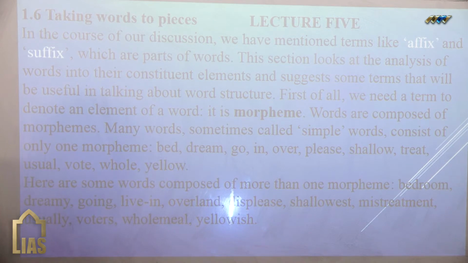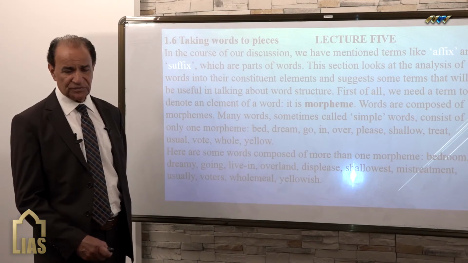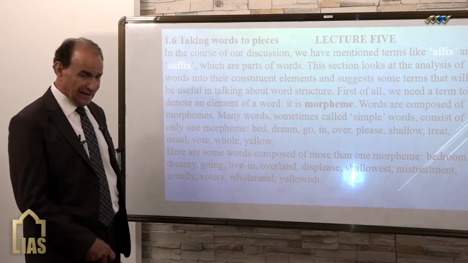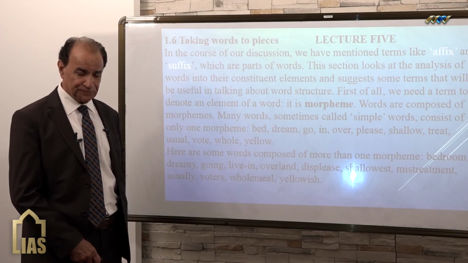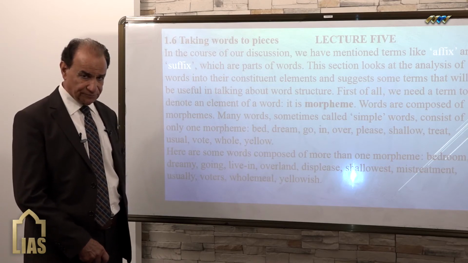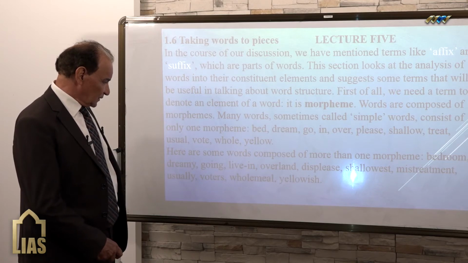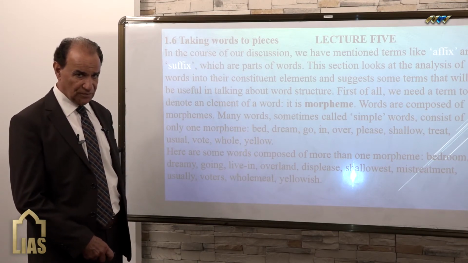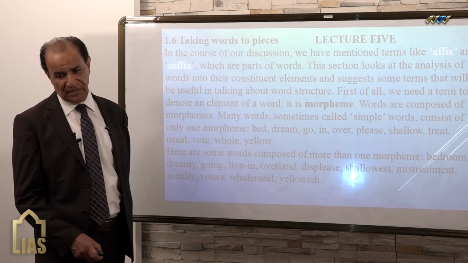Here we have, for instance, something like a compound. Look at the first one, bedroom. We have two roots here, bed and room, where the head is room and bed is the modifier. So a room where people sleep. Dreamy changed from a noun, dream, into an adjective by adding the suffix y. Going, the verb go, becomes a present participle by adding ing, continuous or progressive, or sometimes it can be a gerund in another sentence.